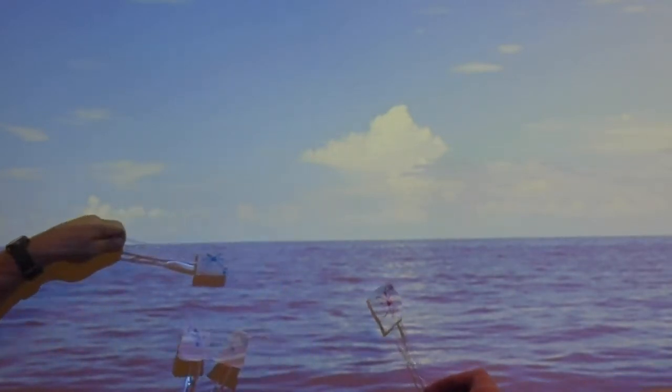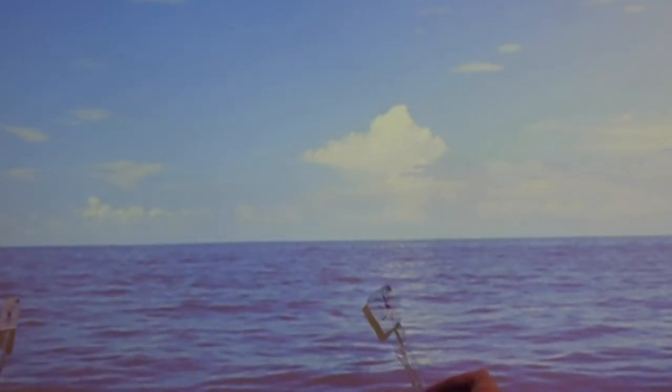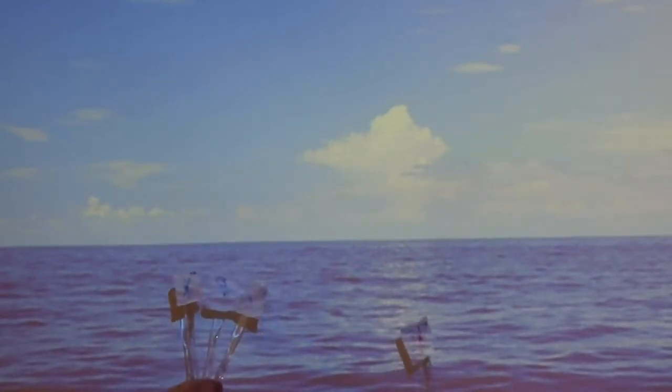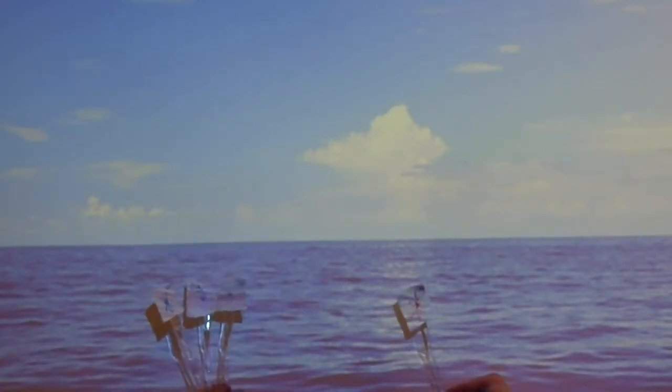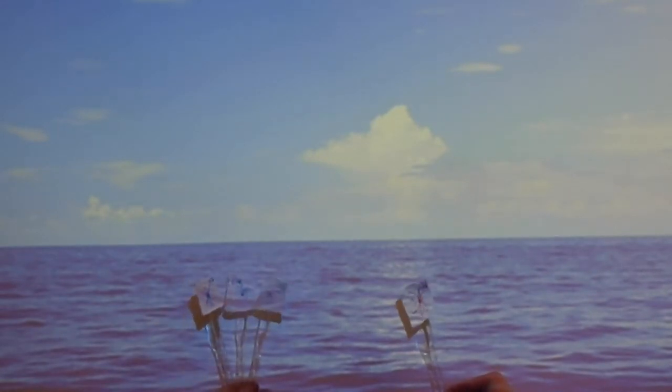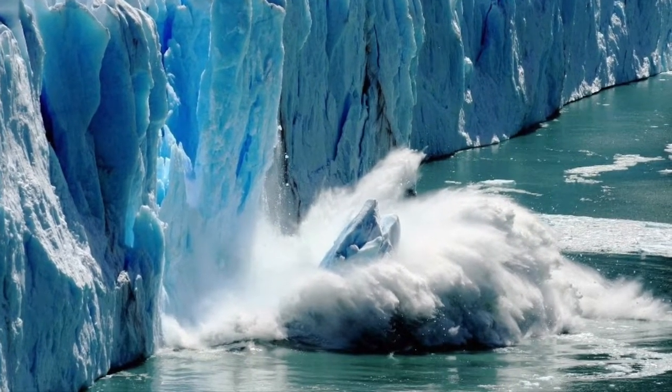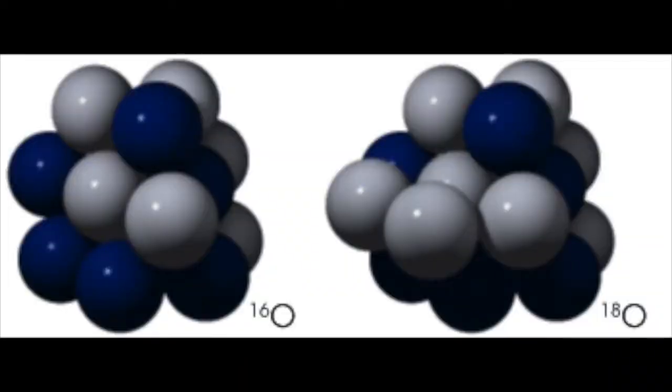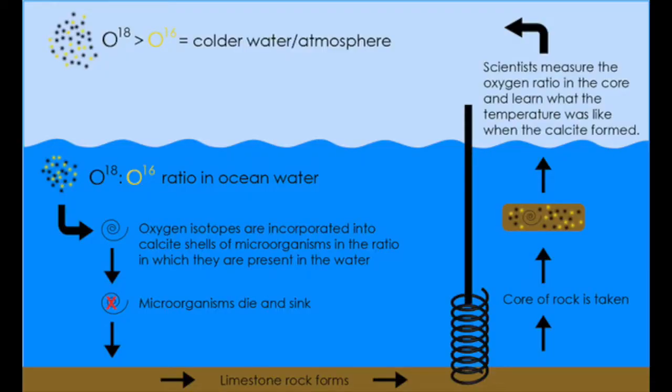And so now we can tell that it's either cold or warm simply by the amount of O18 to O16 in the ocean. During periods of warmer temperatures on Earth, more oxygen-16 isotopes are present in the ocean. This can be calculated with various climate proxies, such as deep ocean sediments.